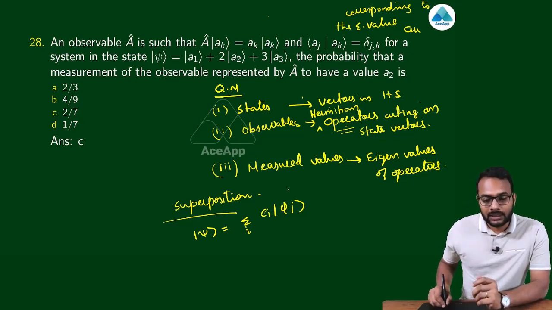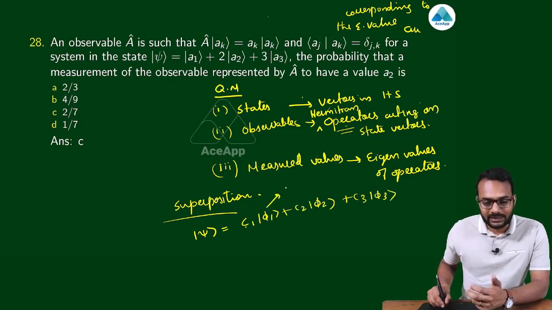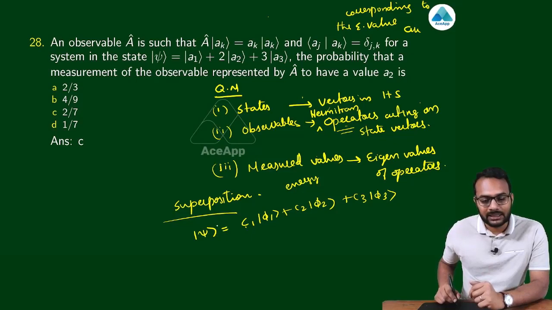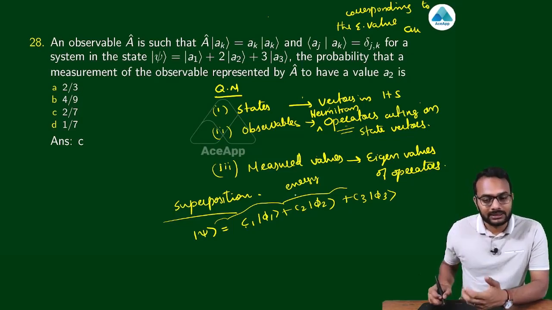Now we have the state as a sum over eigenvectors: c1 phi 1 plus c2 phi 2 plus c3 phi 3. For example, suppose these are energy eigenstates. Mathematically this looks fine, but what does it mean in words? It means that the state of the system is a superposition of energy eigenstates. Energy eigenstates are the definite energy states.